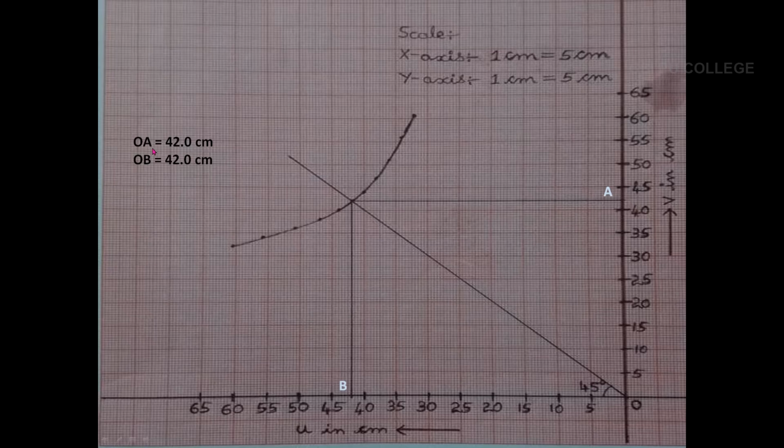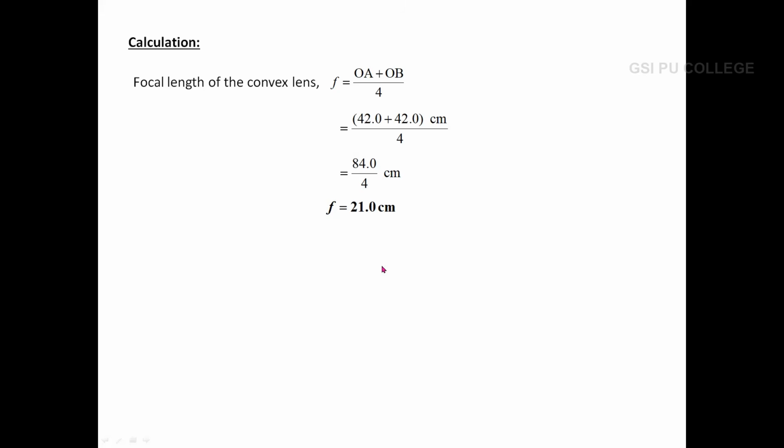I have got the value of OA and I have got the value of OB. The OA is equal to 2 times the focal length. OB is also equal to 2 times the focal length. So if I do OA plus OB, we will be getting 4F, and if I want F, I can divide it by 4. Now let us move on to the calculations part.